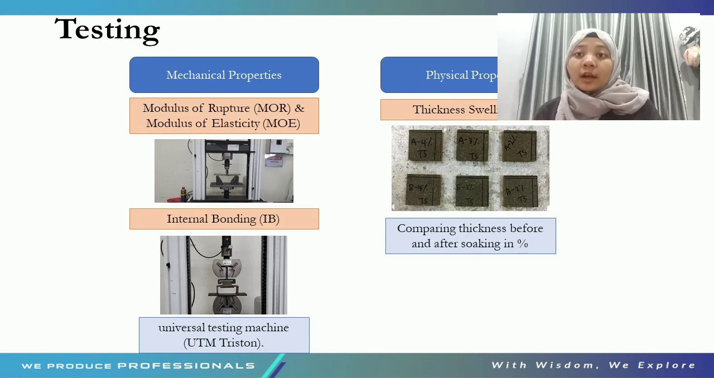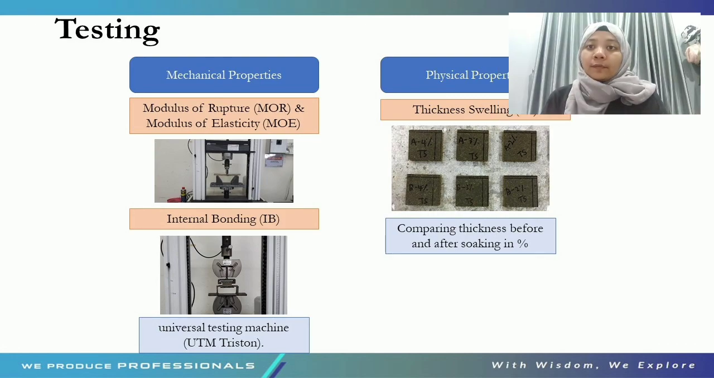For the testing process, there are two types of properties that will be tested. For mechanical properties, modulus of rupture, modulus of elasticity, and internal bonding, a universal testing machine will be used. Next, for the physical property, which is thickness swelling, the cement boards with different ratios of cement and EFB will be soaked in water for a day, and the next day we will compare the thickness before and after soaking in percentage.